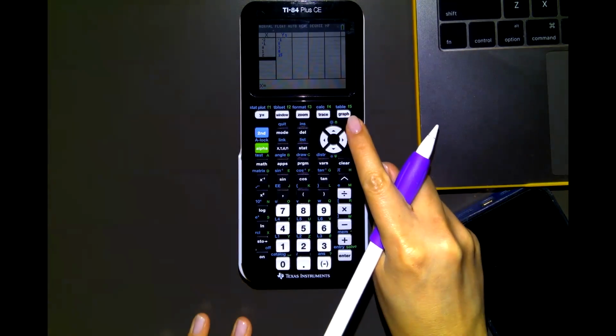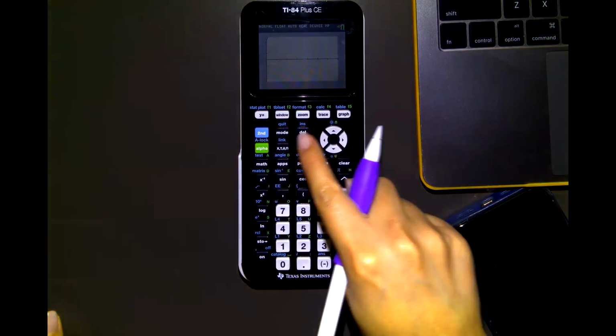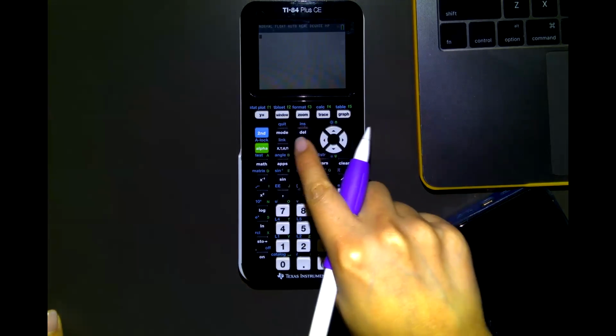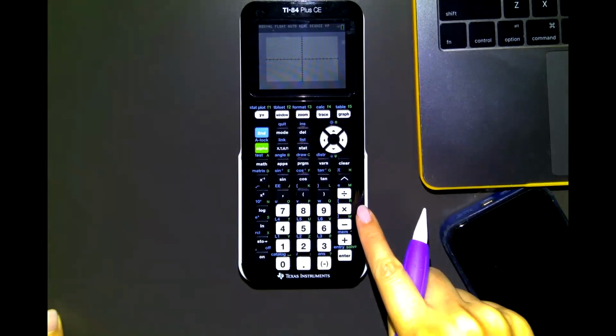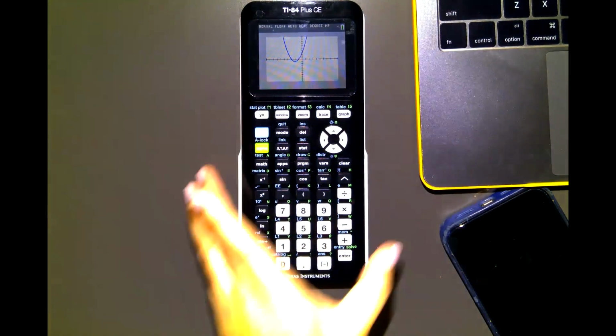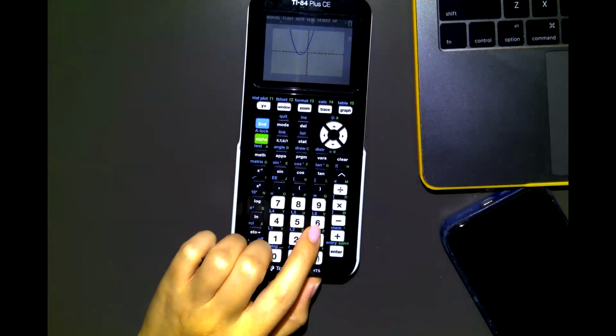Hit graph. Oh, zoom stick. Hang on. There you go. Do you have something like that? Okay. If your window is weird, press zoom and then 6. This means standard. Okay, so on the graph, all you do is let me stop share.